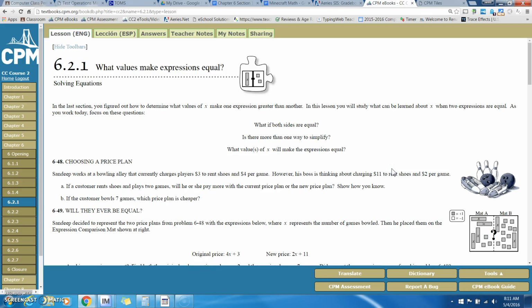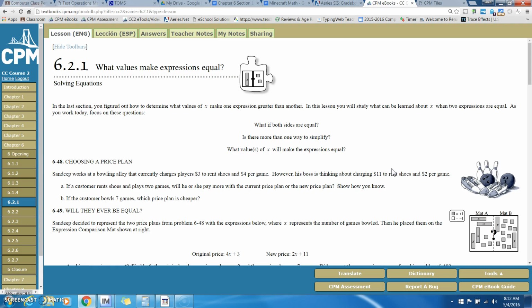Okay, guys, we're on chapter 6, section 2, the first lesson. What makes a value expression equal? So you're going to be introduced to a new expression mat. This is just the equal mat. But before we do that, we're going to be doing a review with problem 648.